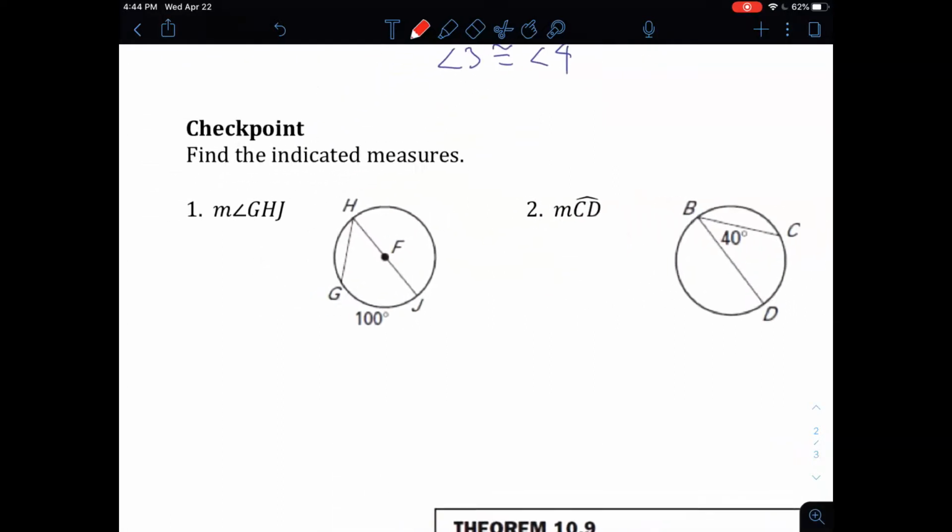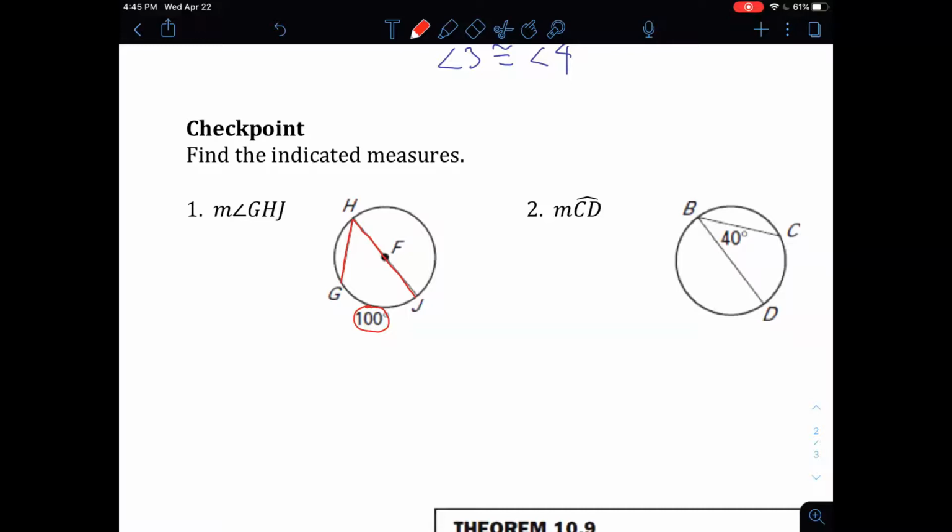Okay, so we're looking for this angle right here. It helps to highlight stuff. I don't know if I picked up on that, guys. We should be trying to highlight stuff to see what happens here. Okay, we're looking for GHJ. We know this arc right here is 100 degrees. So what do you guys think? Is that angle going to be double or half of 100? Hopefully you said half, because angles are half of the arc.